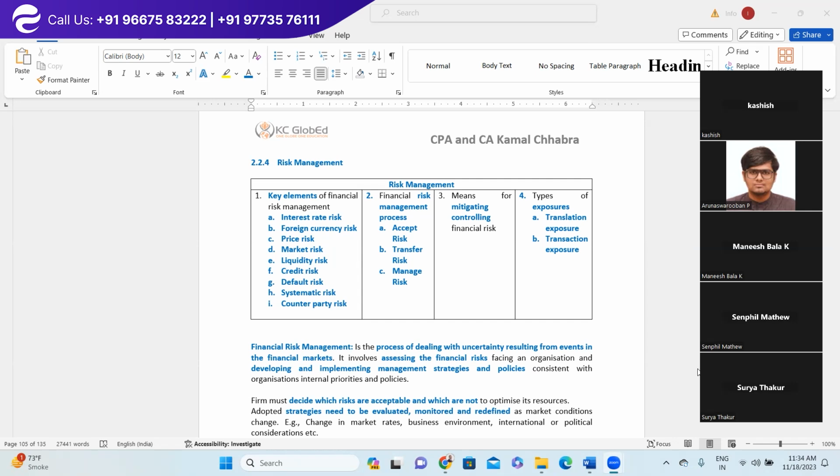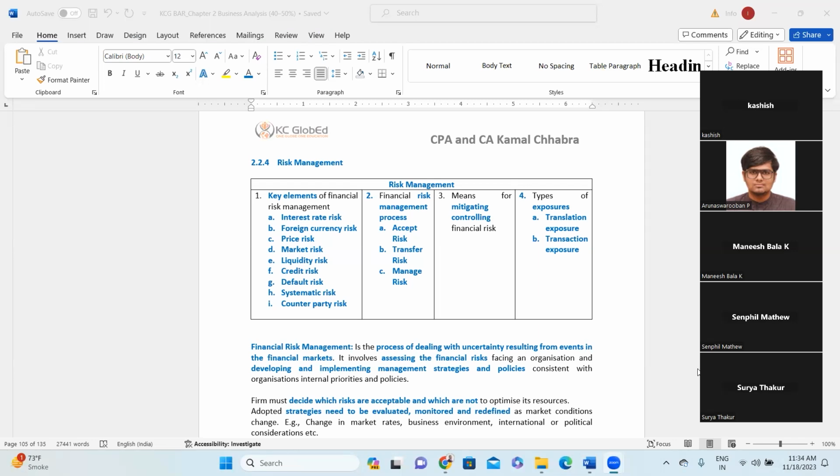So first, what you need to do as a businessman is identify the risks. These are all an illustrative list, not an exhaustive list. And here we are discussing more about financial risk. So in financial risk, these are certain key risks, or you can say very commonly identified risks. And again, I'm repeating, this is an illustrative, not exhaustive list, right? So risk may include your interest rate risk, foreign currency risk, price risk, market risk, liquidity risk, credit risk, default risk, systematic risk, and counterparty risk.